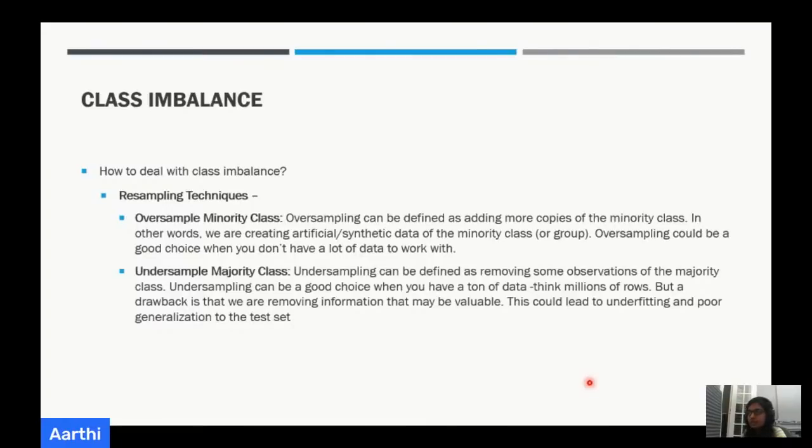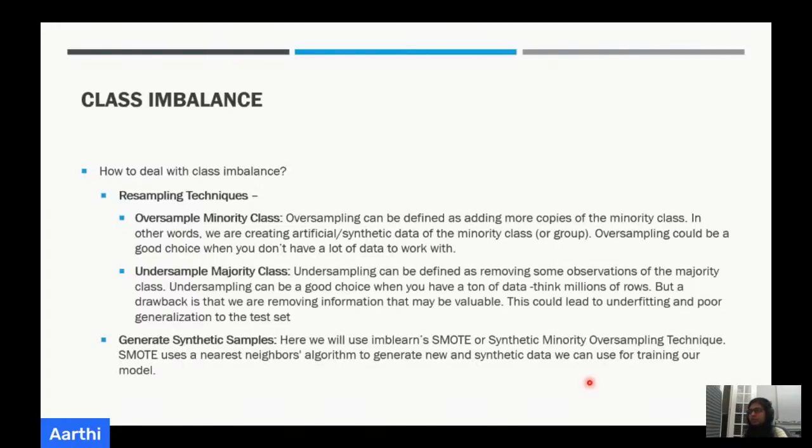But the drawback is that we are removing some information that may be valuable. So the 2,000 that you select should have good predictability on your model, right? That's a little bit of a tricky part there, and this could also lead to underfitting and poor generalization. Another method is to generate synthetic samples. Here we use the imbalanced-learn SMOTE algorithm, which is called synthetic minority oversampling technique. SMOTE uses a nearest neighbors algorithm to generate new, synthetic data we can use for training our model.